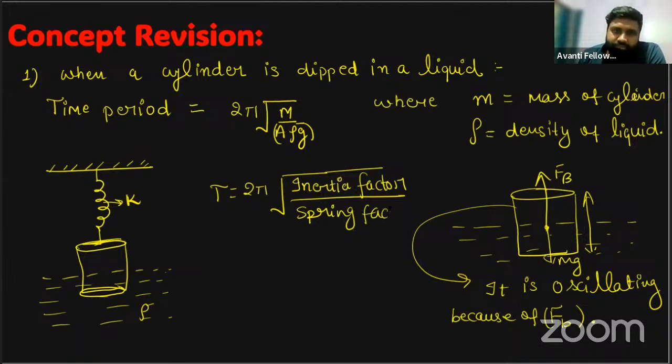This cylinder is oscillating, which means it is moving away from its mean position and going back to the mean position because of the FB. So the spring factor here will be FB, and FB is given by A rho into g in this question. Now, A into the depth here is the immersed volume. Got it? And g is the gravitational acceleration. We know that.